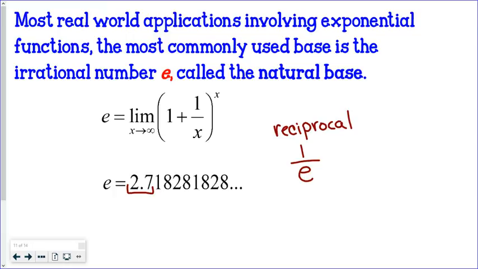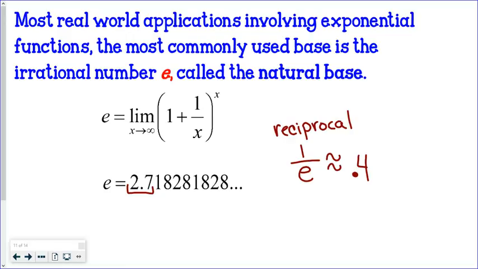What is 1 divided by E? We need to know approximately what it is. So it is approximately 0.4. You are responsible to memorize two numbers: that E is approximately 2.7, and that its reciprocal, 1 over E, is approximately 0.4. I would just use the decimal approximation because it's a lot easier to graph.